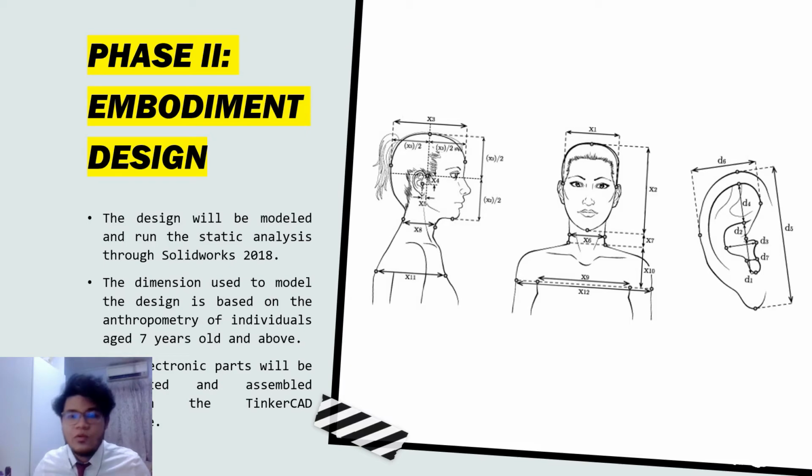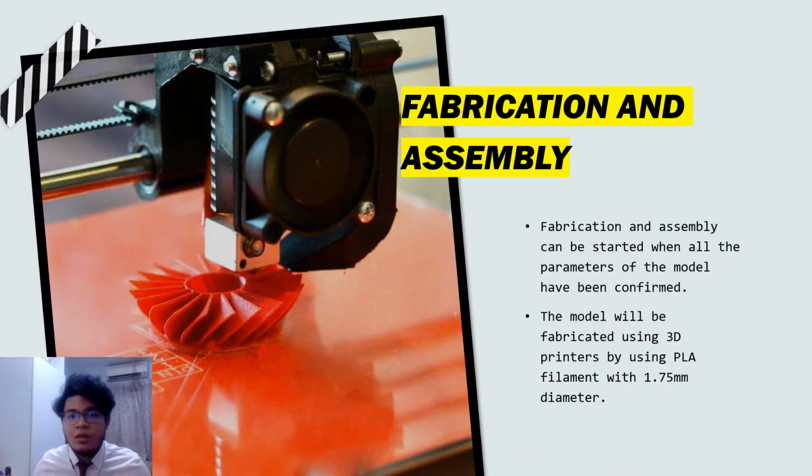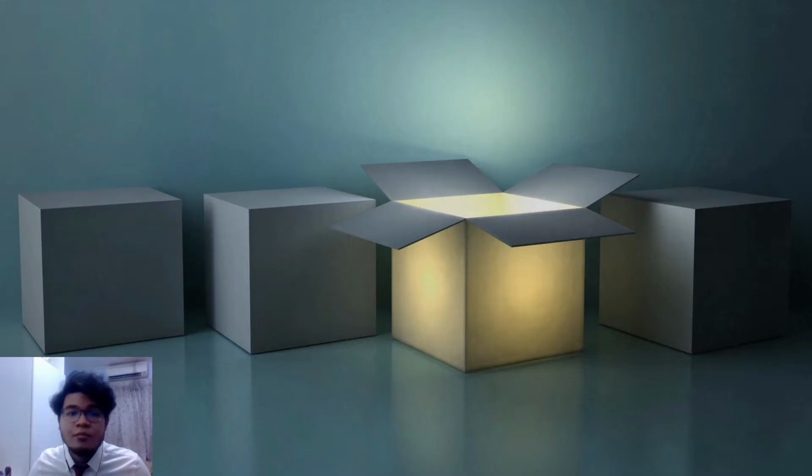Alright, and then we move on to the embodiment design. The design will be modeled and run through static analysis in SolidWorks 2018. The dimensions used to model the design are based on the anthropometry of individuals aged 7 years old and above. Electronic parts will be simulated and assembled through the Tinkercad website. This is an example of anthropometry of an adult woman. Okay, fabrication and assembly. After all of that, I will fabricate and assemble using a 3D printer with filament of 1.75mm diameter. The material is PLA, or polylactic acid.